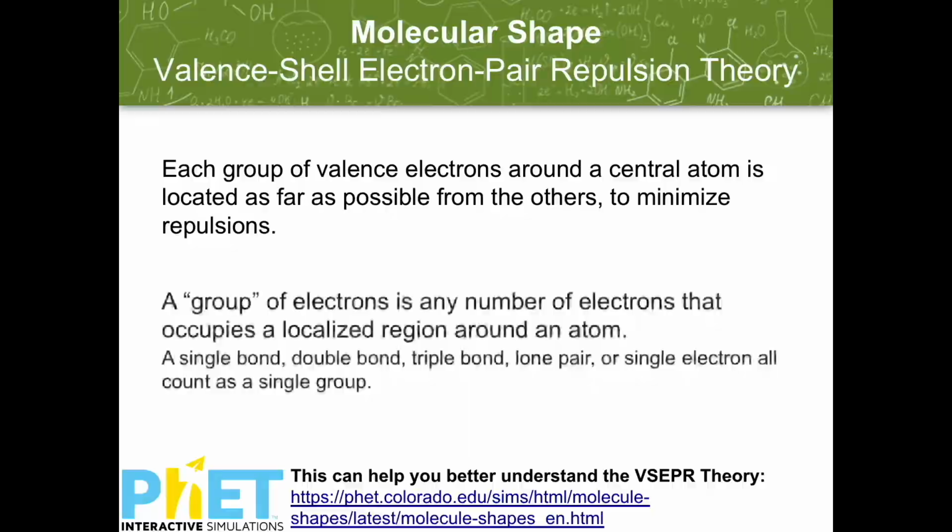When we say a group of electrons, it is any number of electrons that occupies a localized region around an atom. So a single electron group can be a single bond, a double bond, a triple bond, a lone pair of electrons, or one lone electron. So only these electron groups around the central atom can affect the shape. However, the electrons on atoms other than the central atom do not affect the shape of the molecule.